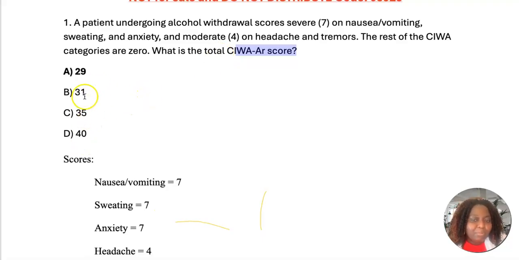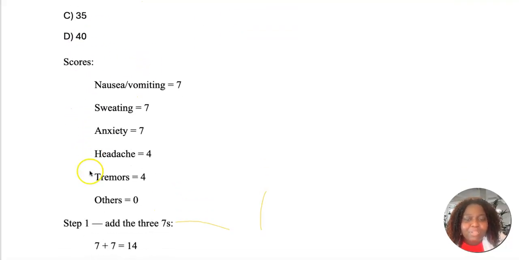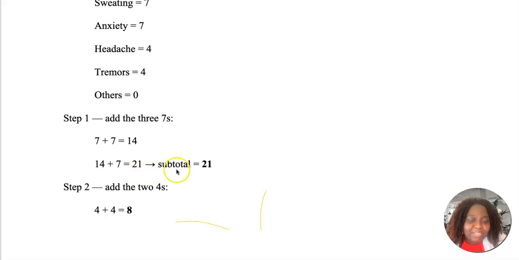So you now have to come up with a number. And when we have a multiple choice here, of course, 29, 31, and all that, it's broken down here how it's done. Nausea and vomiting, 7. Sweating, 7, because it's a severe one. Headache, these are all moderate. And of course, others are 0. Then you add it all up, and you get your answer.